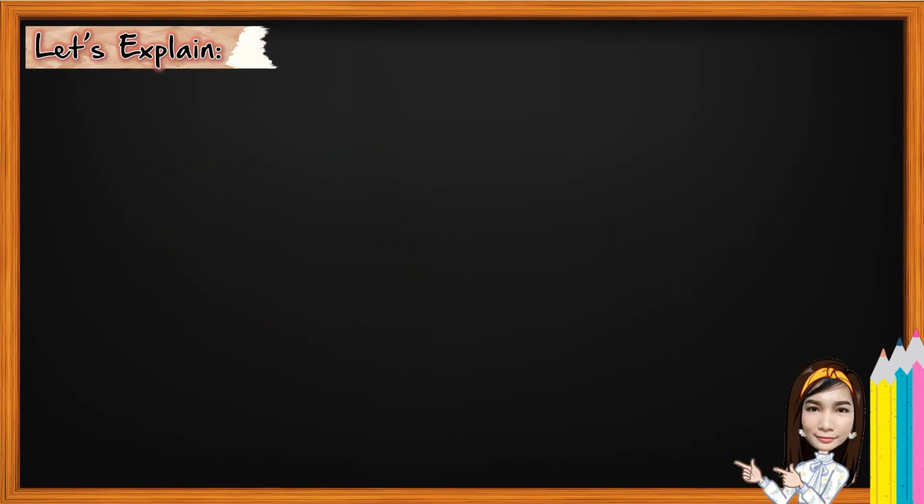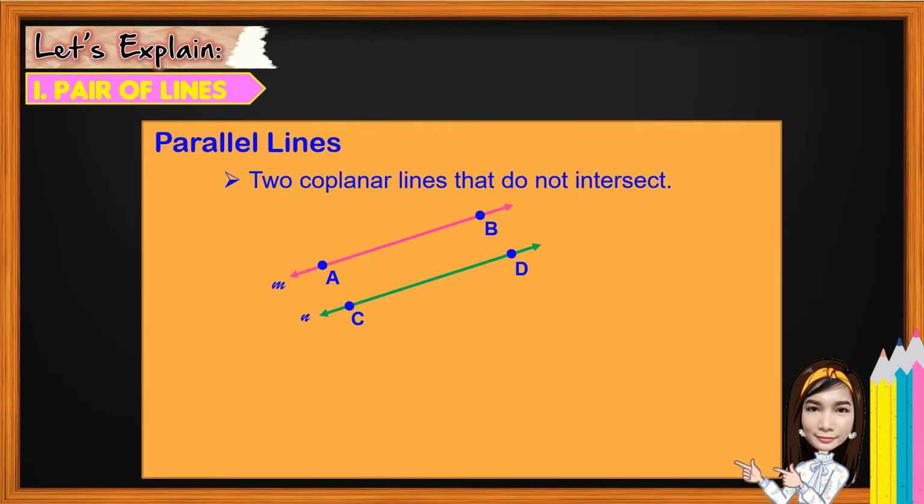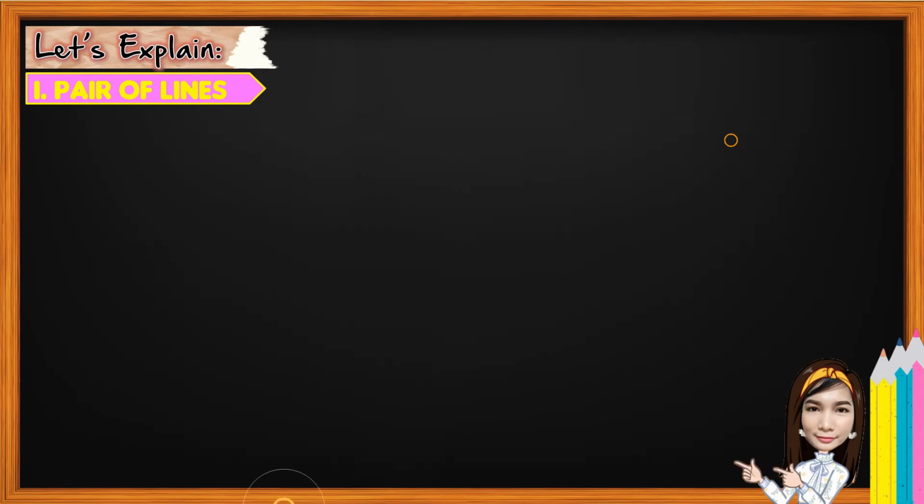For our lesson, let's have first the pair of lines. First, we have the parallel lines. These are two coplanar lines that do not intersect. So we have the given figure. Line AB is parallel to line CD. That is denoted by line AB parallel to line CD, or line M parallel to line N.